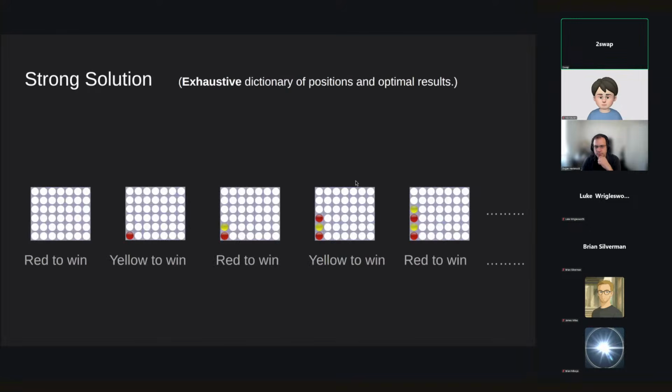Okay, so I talked about strong solutions and weak solutions. So what are those? A strong solution is just an exhaustive list of every node and an annotation of whether it's red to win or yellow to win or tie. Because you can tie, the whole board can fill up without someone connecting four. So that's what a strong solution is. You have just this entire list of every single position and what should happen under optimal play.